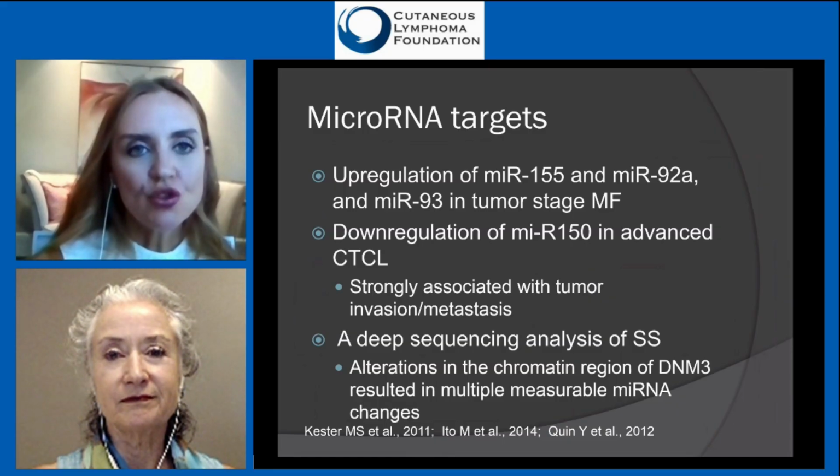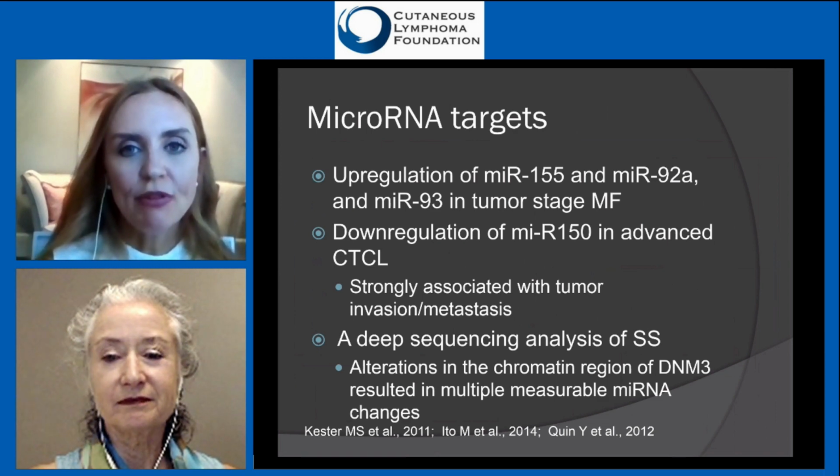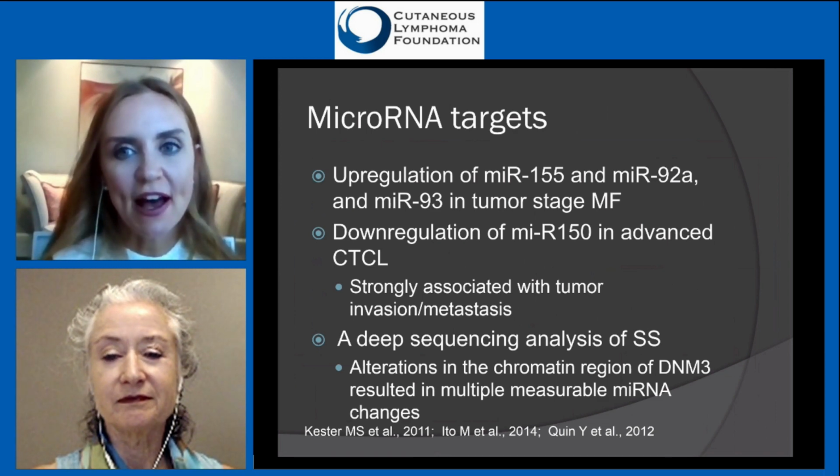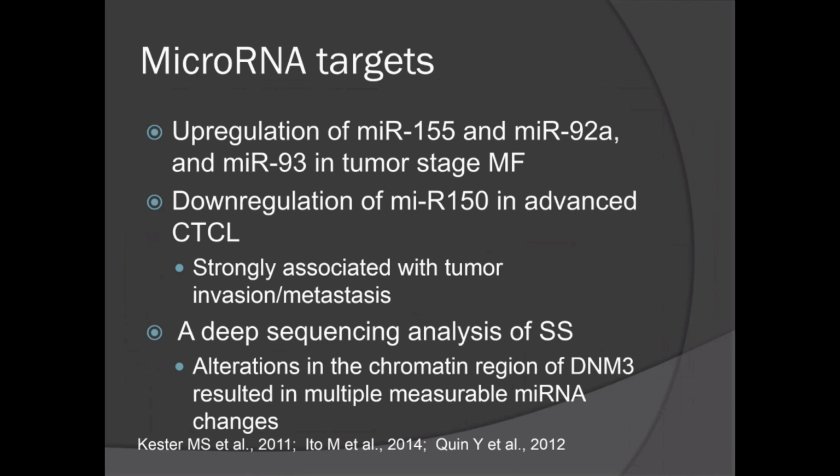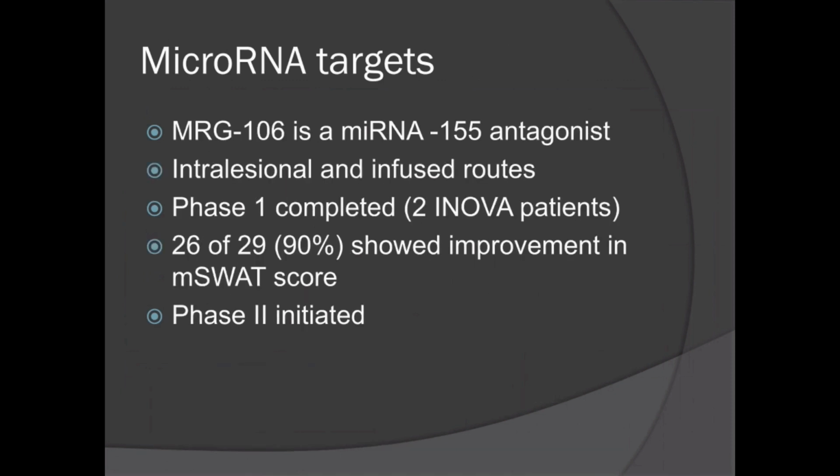There are also some drugs that are microRNA targets. It's been shown that there's upregulation of microRNA 155 and 92A, as well as 93 in tumor stage MF. And downregulation has also been observed in microRNA 150 in advanced CTCL, and that was strongly associated with tumor metastasis. So basically, this sort of preclinical data, lab-based research, allowed us to identify some targets here.